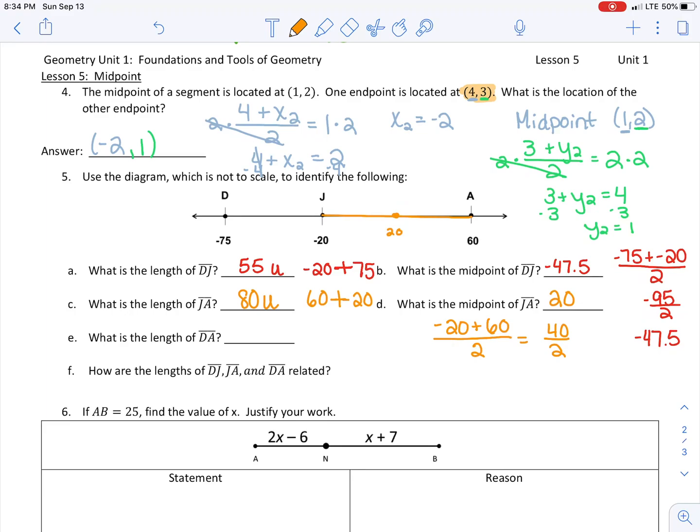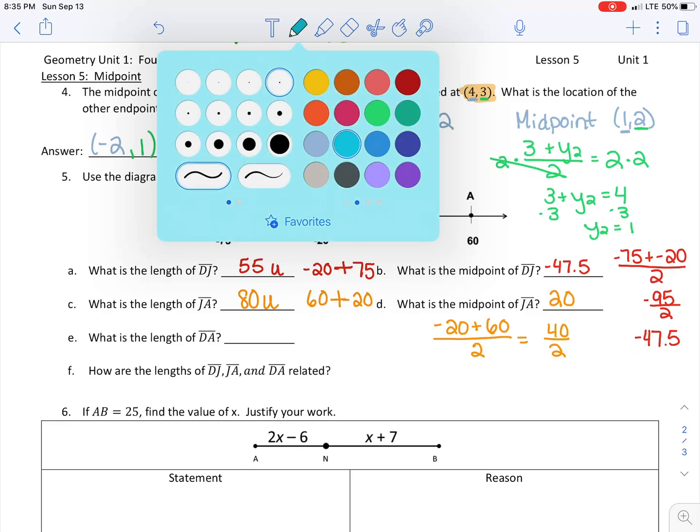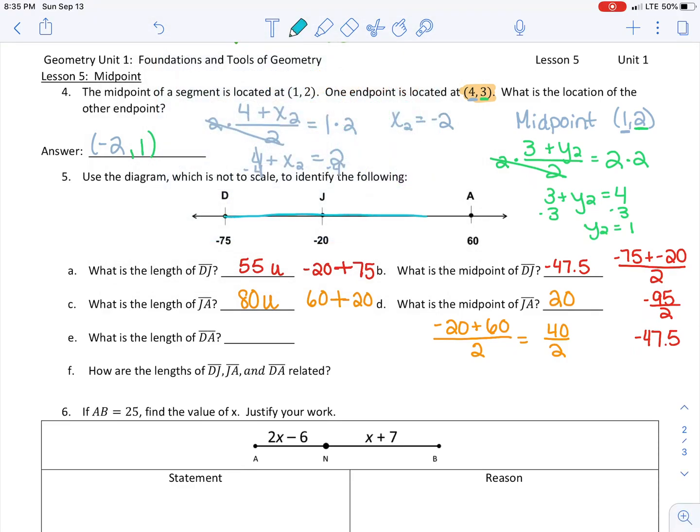Our last one says, what is the distance from D to A? We want to know that distance. Again, with distance, we take our biggest number, which is 60, and subtract our smaller number, which is negative 75. A double negative becomes positive. 60 plus 75 gives me 135 units.